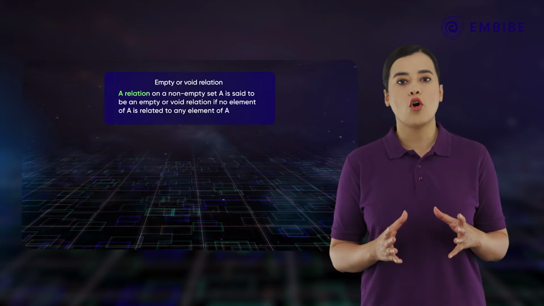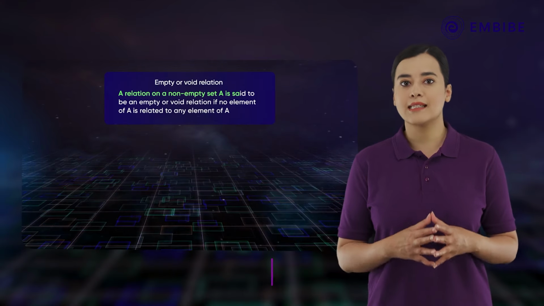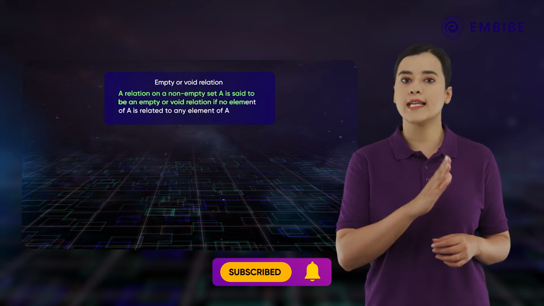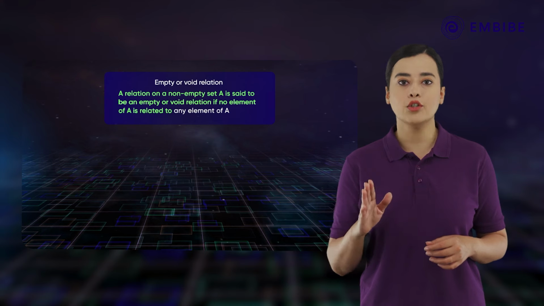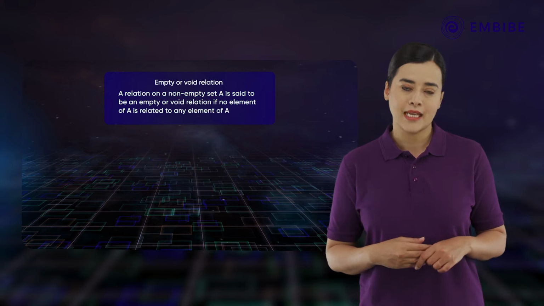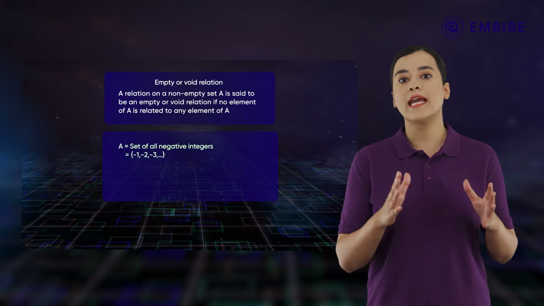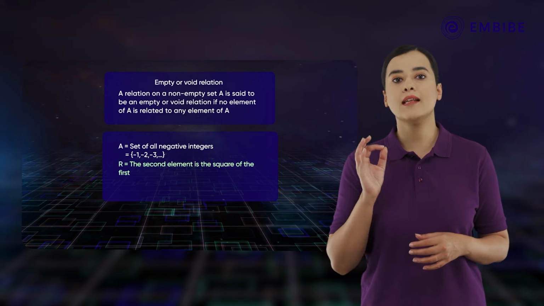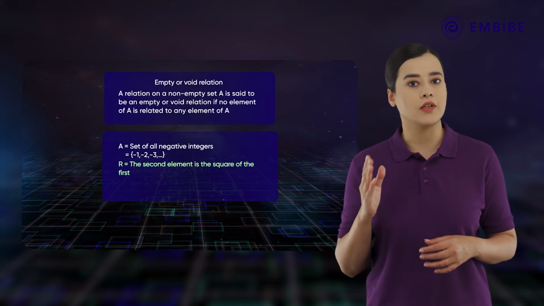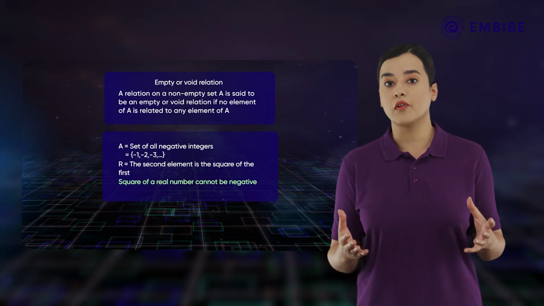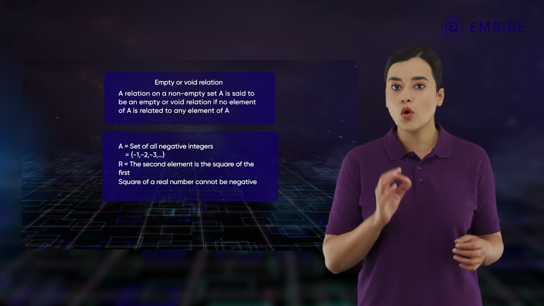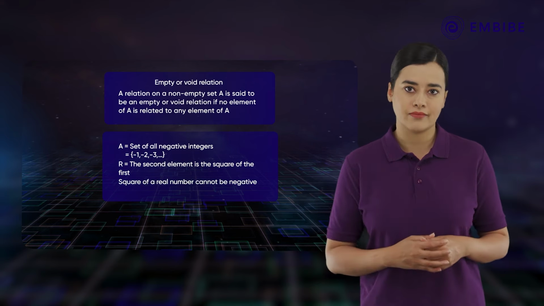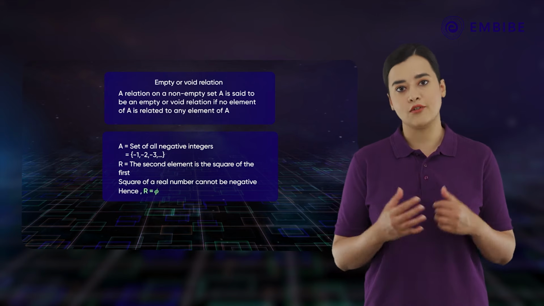A relation on a non-empty set A is said to be an empty or void relation if no element of set A is related to any element of set A. Consider set A as the set of all negative integers and the relation R on set A as the second element is the square of the first. Since the square of a real number cannot be negative, no element of set A is related to any element in set A. Thus, R is an empty relation.